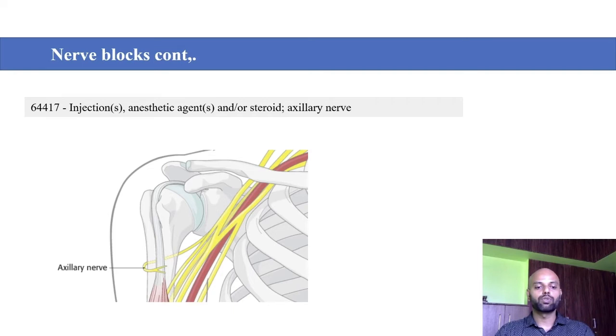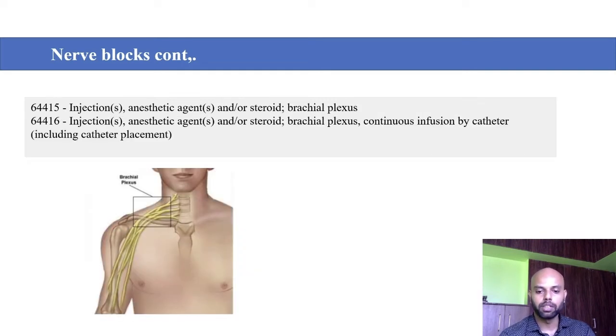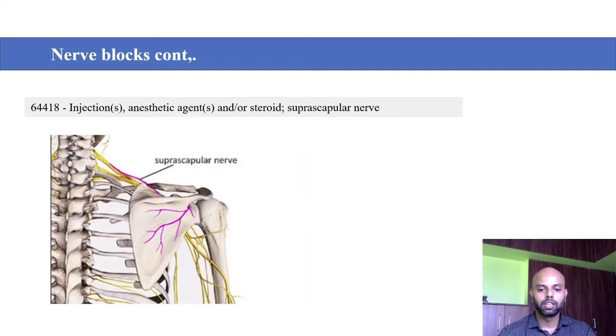Then CPT 64417 is for injections of anesthetic agents or steroids for the axillary nerve. You can see the axillary nerve on the shoulder. 64418 is for injections of anesthetic agents or steroid for the suprascapular nerve. That's a nerve branch from the brachial plexus that connects to two rotator cuff muscles, the infraspinatus and supraspinatus. Infraspinatus is responsible for external rotation of the arm, and supraspinatus is responsible for abduction of the arm.